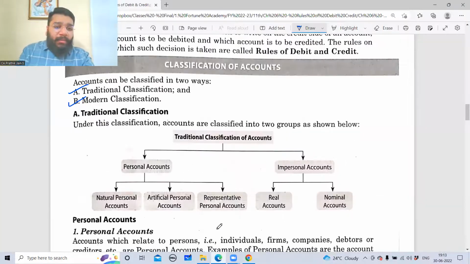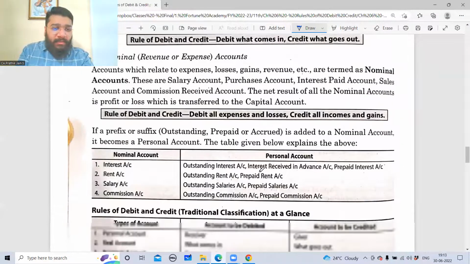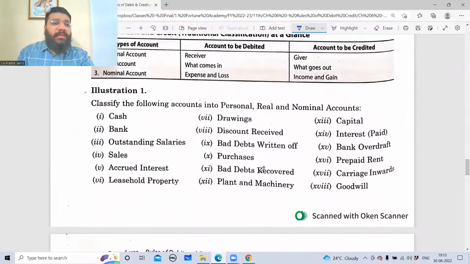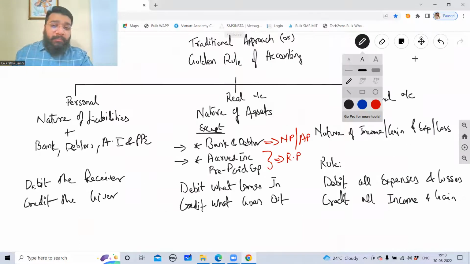So can we quickly take one example and do it, guys? Please take your illustration number 1, which is on page number 6.4. Illustration 1 says to classify the following accounts into personal, real, and nominal. The first item is cash, guys. Cash. So before you jump, what is the step? What are the steps that we learned?